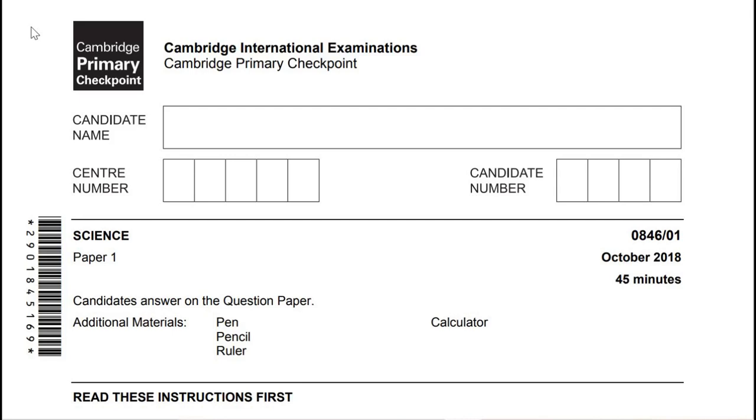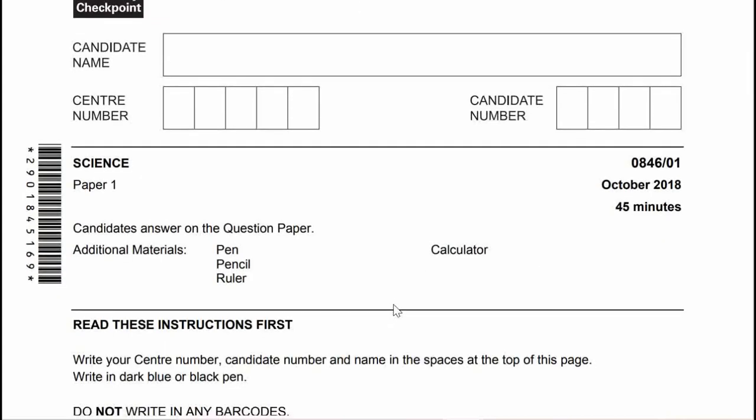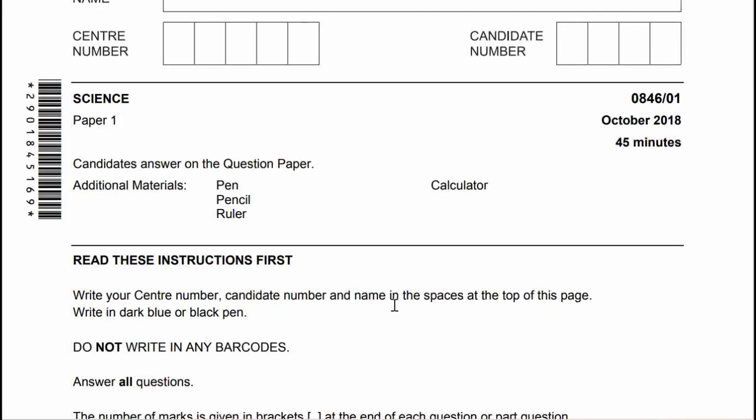Hi guys, today we are going to discuss Cambridge Primary Checkpoint Science Paper 1, October 2018, code 0846/01. So let's get started from number 1.